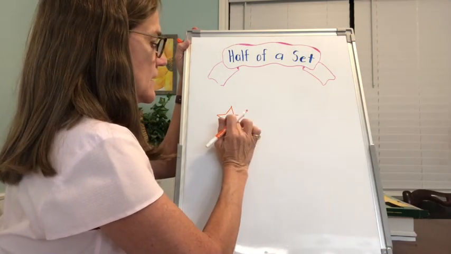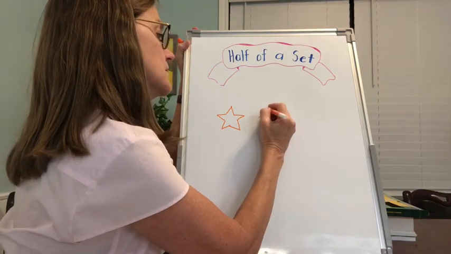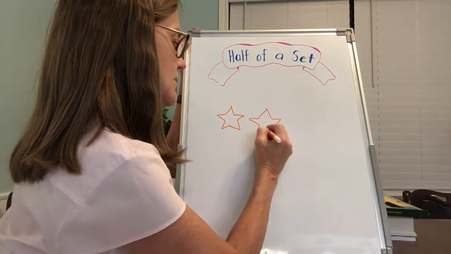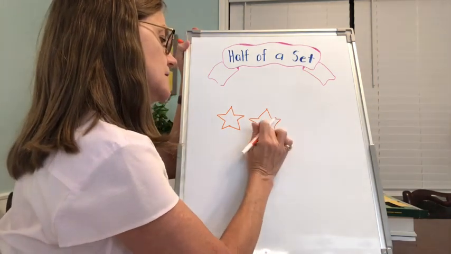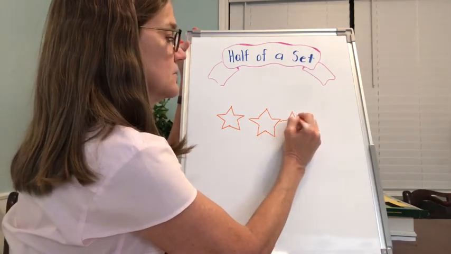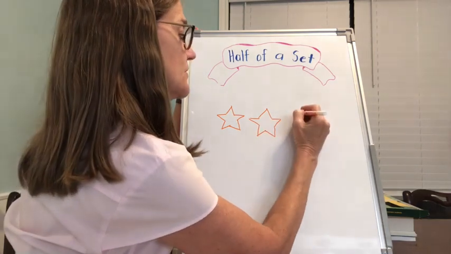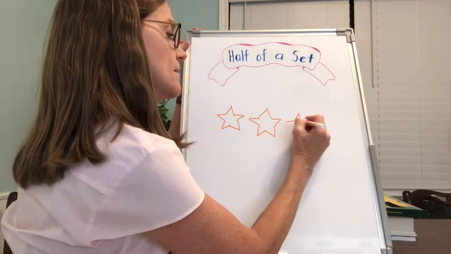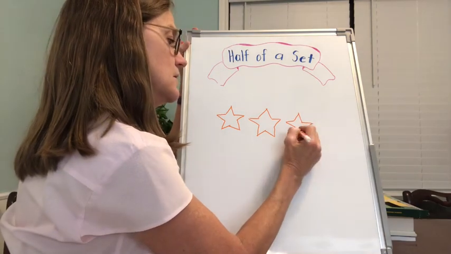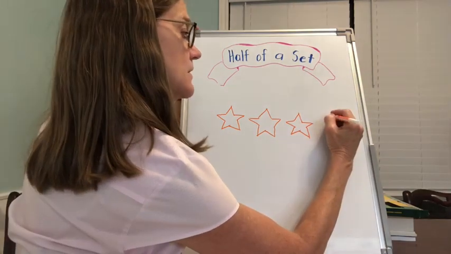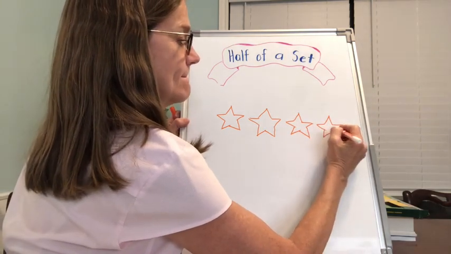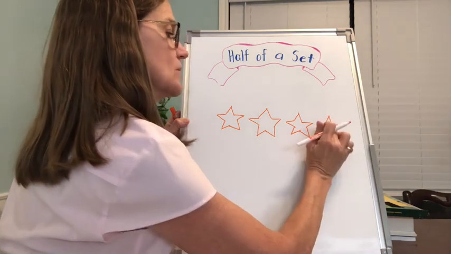Okay, there's one star. They might not all look exactly alike. It's kind of hard for me to draw from the side. That's too close. Let's move it over. That might be better. Okay, and one more. Okay, now we have 4 stars, don't we?